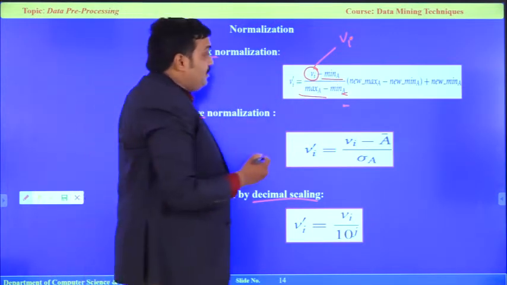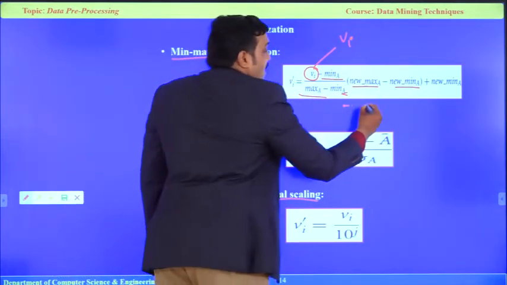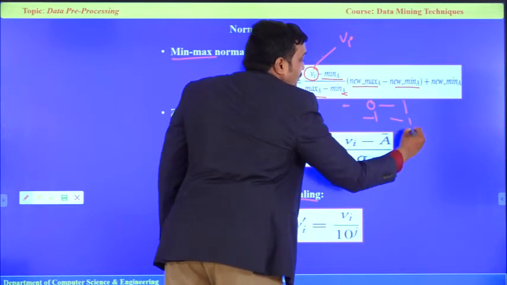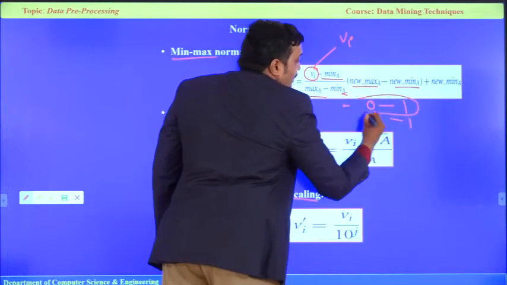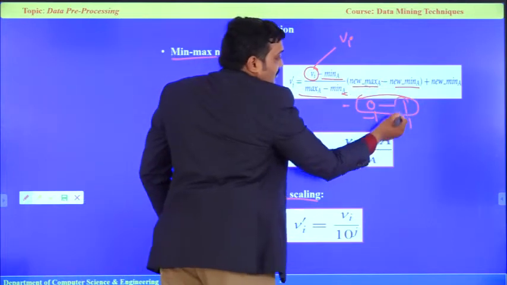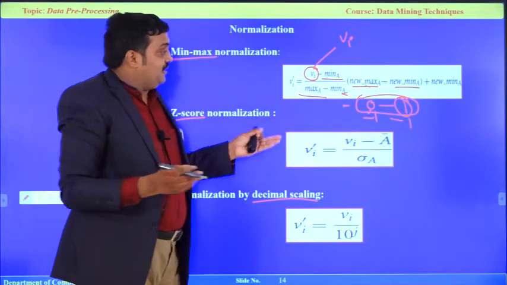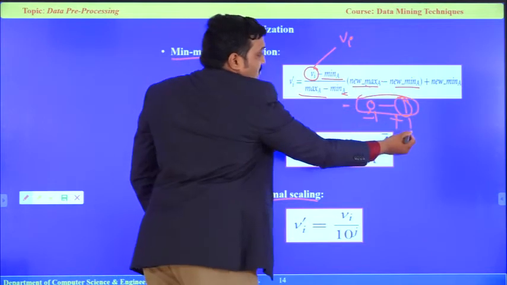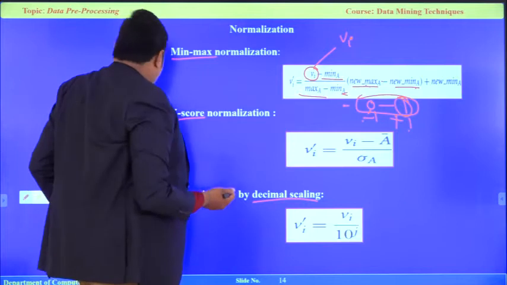At the same time, we need to fix the scaling, how to normalize. It may be that I want to scale it to 0 to 1 or -1 to 1. That means new maximum value. Suppose I want to scale the entire data into the range of 0 to 1. So new max means 1 and new min means 0. Suppose I want to scale the entire data into -1 to +1. Then the maximum value is +1, minimum value is -1. Very simple.